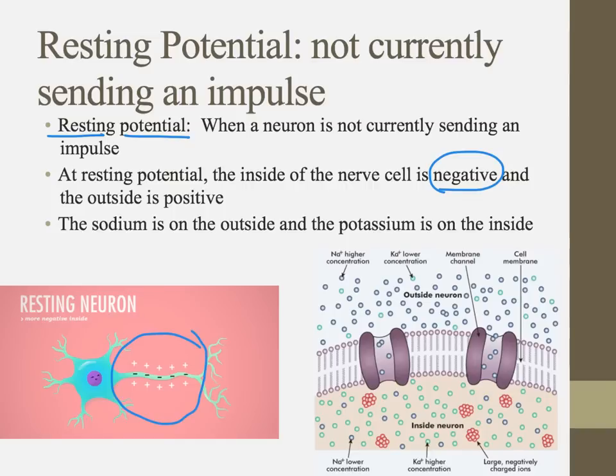Now, how did we get that resting potential? Well, that's because we pumped the sodium ions out, so they're on the outside, and those potassium ions are on the inside. Okay, and we can kind of see that here in this picture. All these sodium ions are on the outside of the cell, and the potassium ions are these green things here on the inside. So at resting potential, sodium on the outside, potassium on the inside, and the inside of the cell is negative.